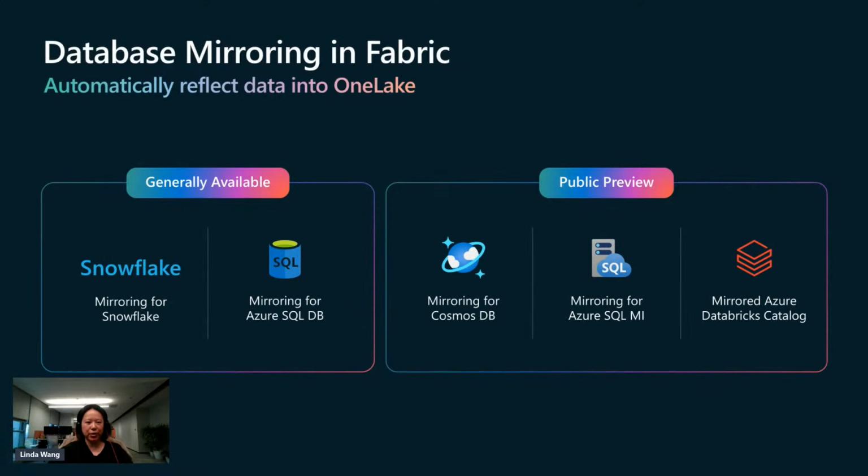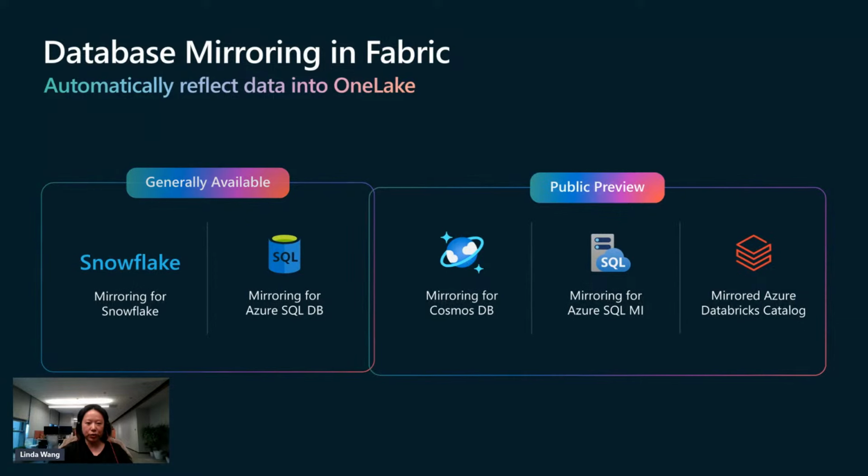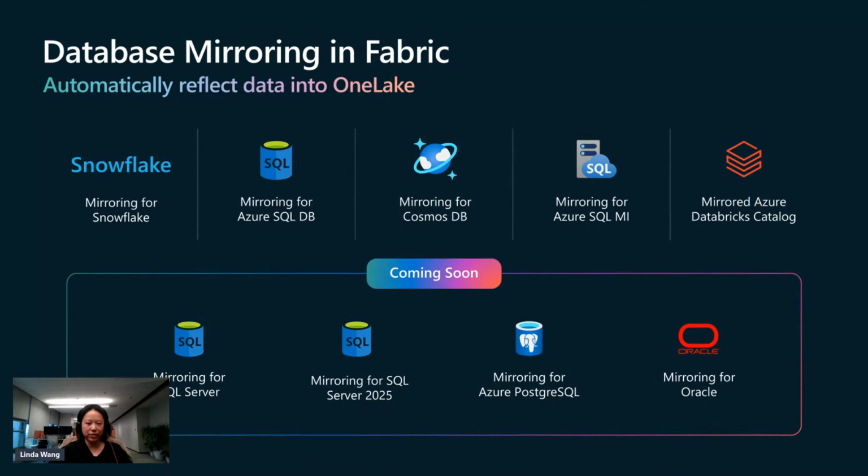As we shared, currently we support various types of data sources for database mirroring. So we have Snowflake and Azure SQL database as generally available, and also have Cosmos DB, Azure SQL MI and Databricks in public preview. The Databricks one is based on metadata mirroring. Well, we also hear your feedback. You want more mirroring support for different types of data sources. So here, I'd like to share more source support that is coming soon.